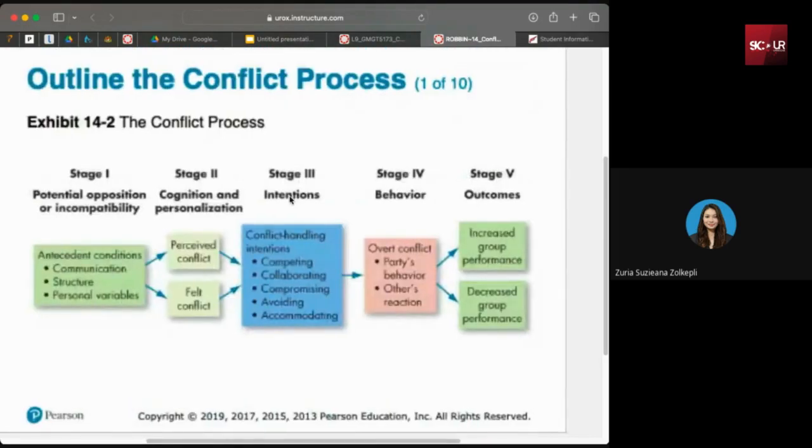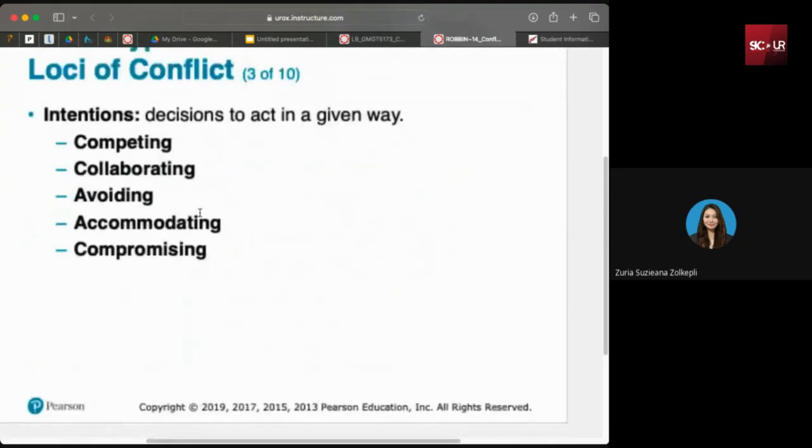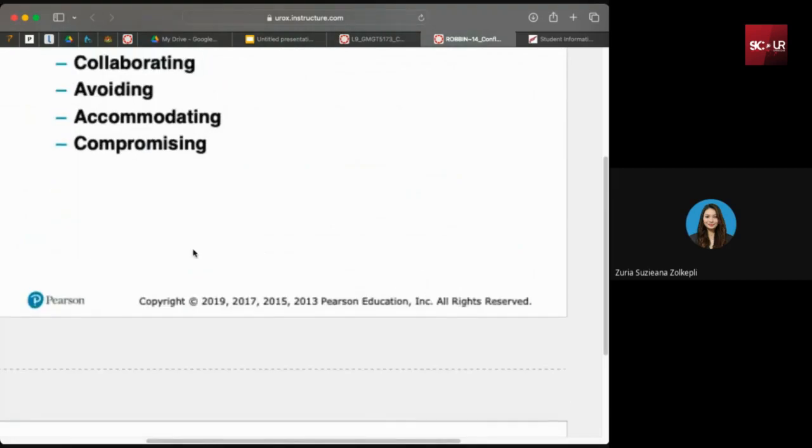So stage 3 is intention. Okay, conflict handling intention. So we have competing, collaborating, compromising, avoiding, and accommodating. So I want to talk about this for a while. Okay, kat sini dia tak ada kan? There is no, okay, tak apa. Jadi I explain about competing, collaborating, avoiding, accommodating, and compromising.